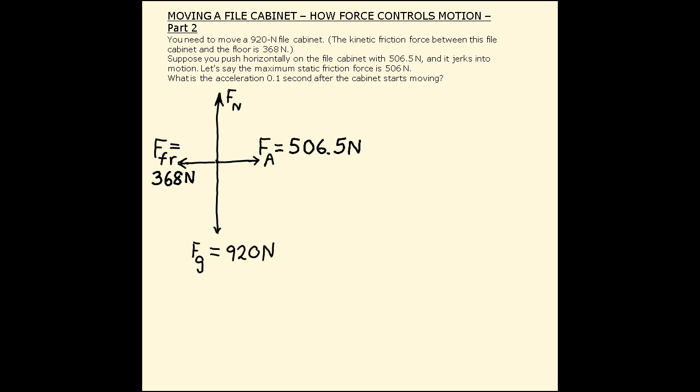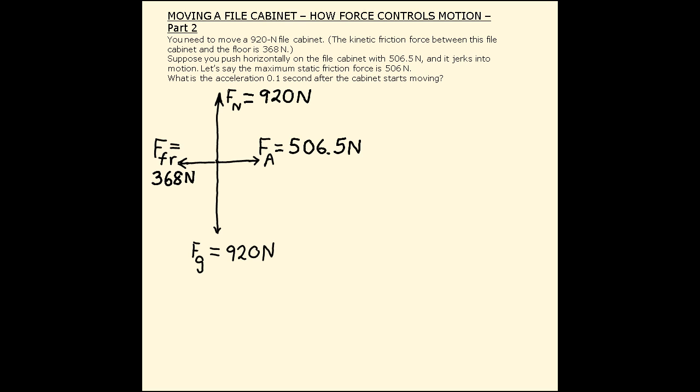So here's our free body diagram with the information shown, which was given explicitly. We can also determine the normal force. Since the file cabinet is not going to change its vertical velocity, the vertical forces must be balanced. So the normal force must be 920 newtons. The problem asks you to find the acceleration on this file cabinet. All we have is force information, and they want the acceleration 1/10 of a second after the cabinet starts moving.